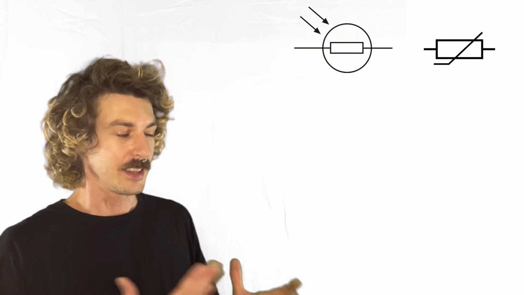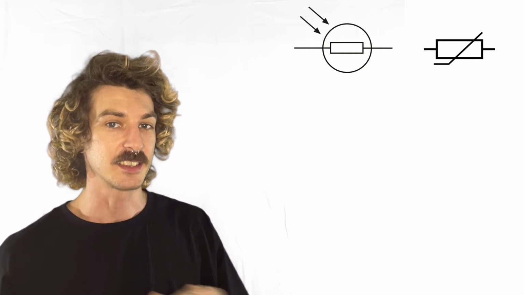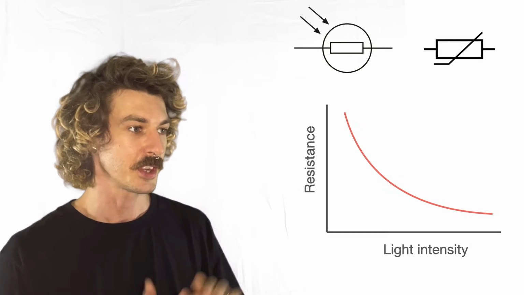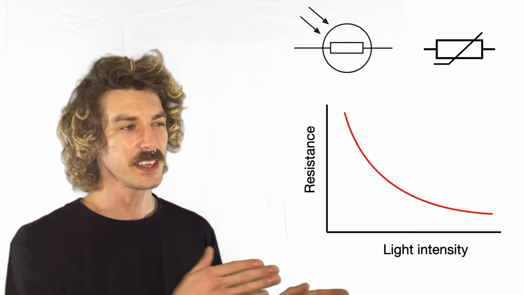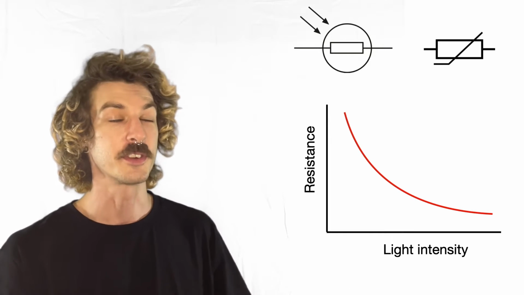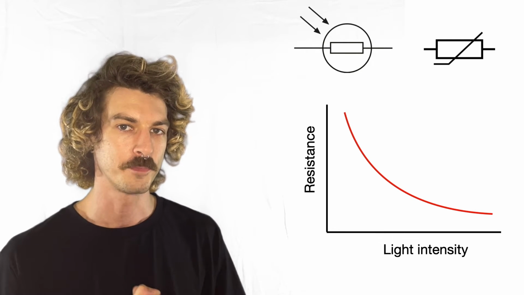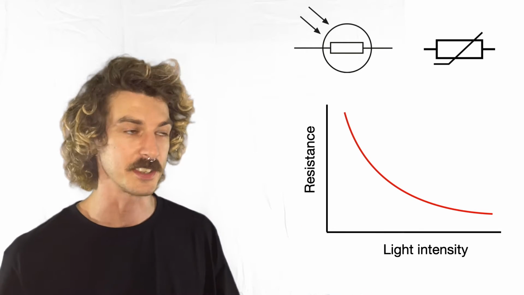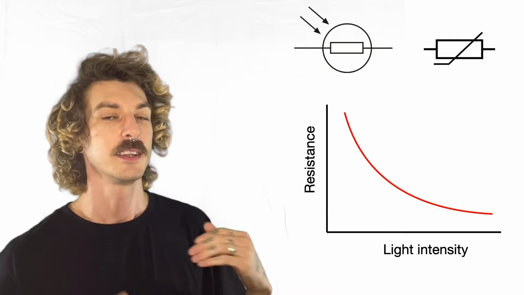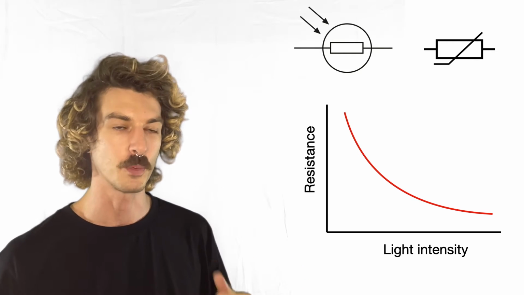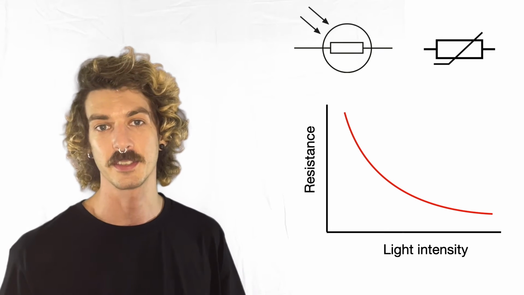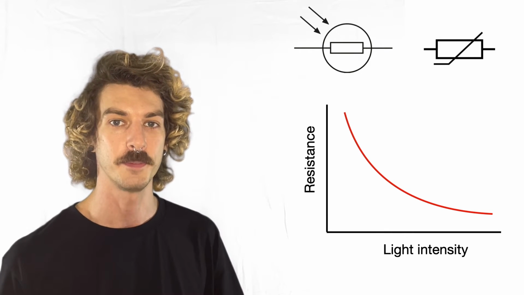Let's have a look at a graph for resistance against light intensity for an LDR. So here we can see that when the light intensity is very low, the resistance is very high and it won't let very much current through. But as the light intensity increases, the resistance gets lower and lower, letting more and more current through. So when it's bright, it will have low resistance, allowing lots of current to pass through.